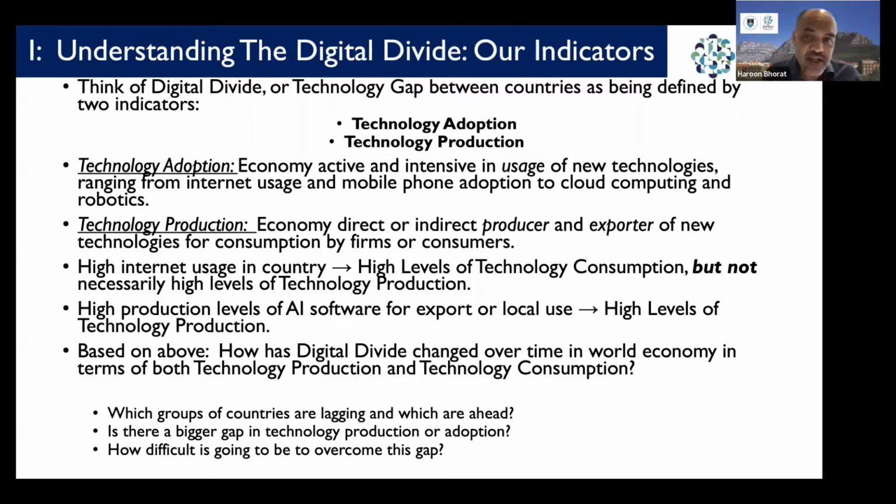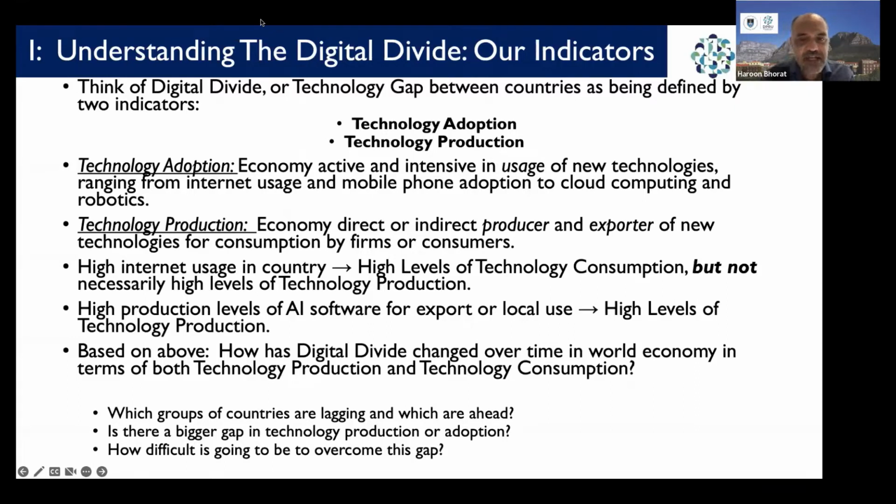Technology production, on the other hand, is, as you'd expect, right? The production and, in the main, especially if you're a small open economy, exporting of new technology, right? That's going to be used by either firms or consumers. The key is to separate the 2 and understand how the evolution of production and consumption in the technology space has changed at the country level. Are countries increasing both technology adoption and technology production at the same level? Or do we find that there's a growing gap between countries? That's how we anchor this notion of the digital divide.